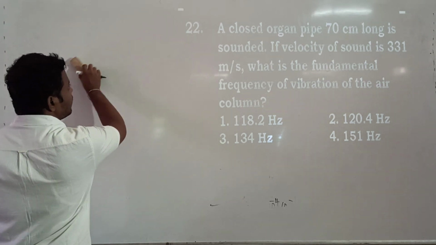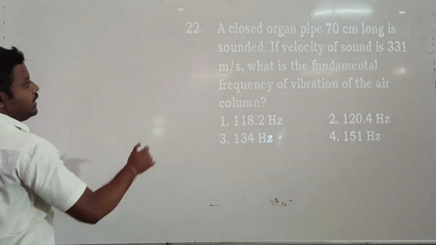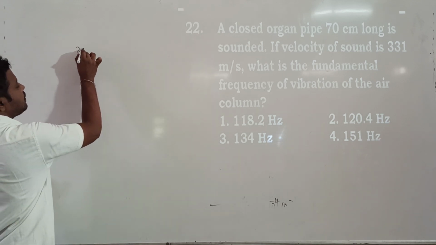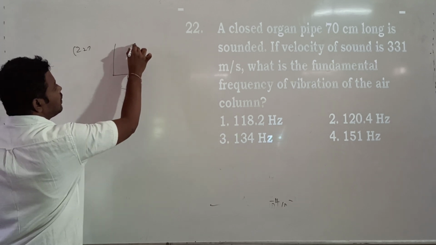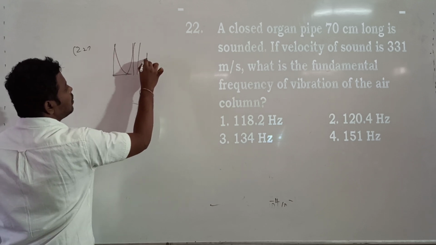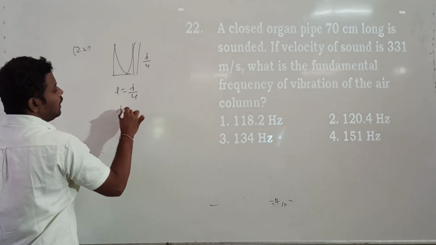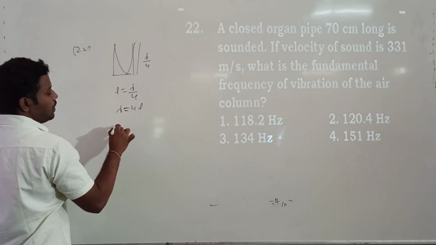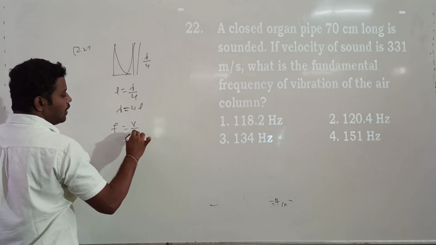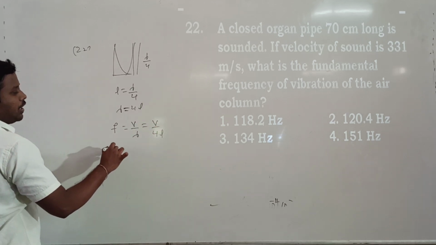What is this question? A closed organ pipe 70 centimeters long is sounded. The velocity of sound is given as 331. What is the fundamental frequency of vibration? A closed organ pipe is given. For the fundamental frequency, there is one node and one antinode. So the length is equal to lambda by 4, L is equal to lambda by 4. What happens to lambda? Lambda is equal to 4L. So what is the formula for frequency? F is equal to V divided by lambda, which is given by V by 4L. Directly also we can write the fundamental frequency formula.